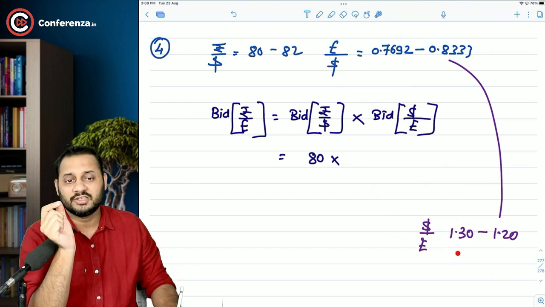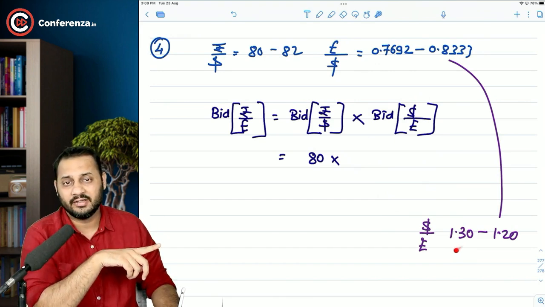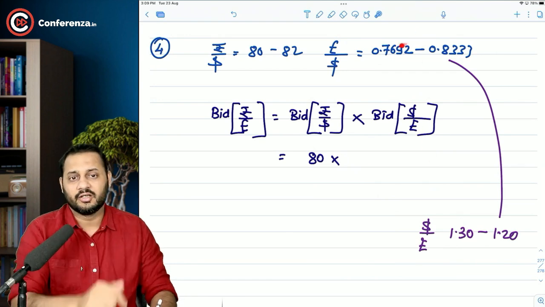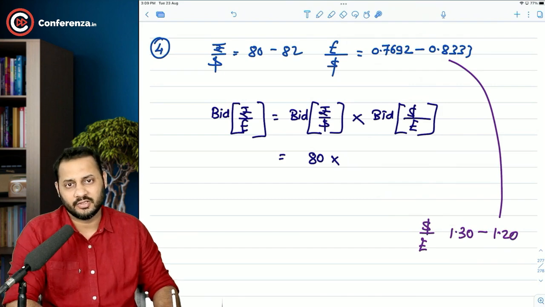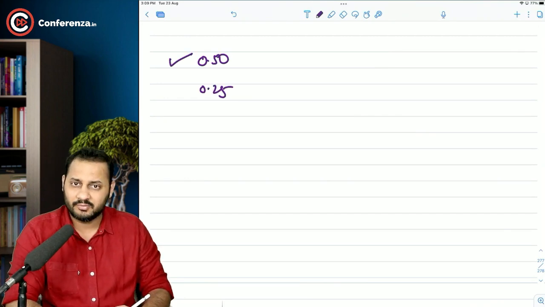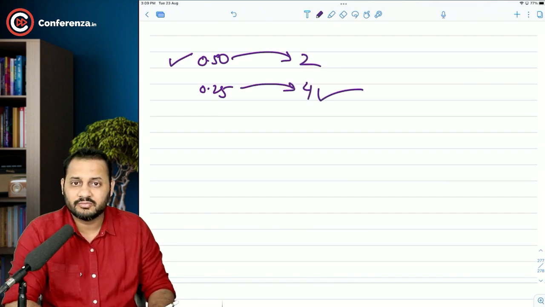Wrong. This is not right. Because how can the bid rate be higher than the ask rate? 1.30. For any particular figures, if you reverse them, the opposite of the first will become higher than the second. You take any figures. Let's say for example, we take 0.50 and 0.25. Now in this case, this is the higher amount, right? If you reverse it, it will become 1 by 0.50, that is 2, and 1 by 0.25, that is 4. Now this is the higher amount.